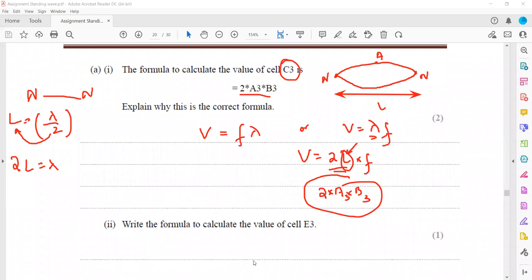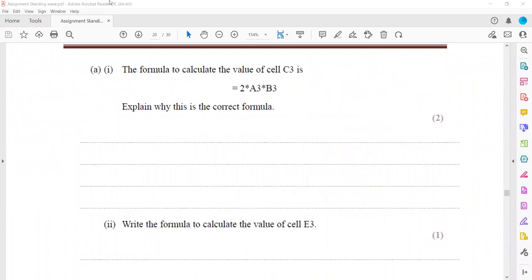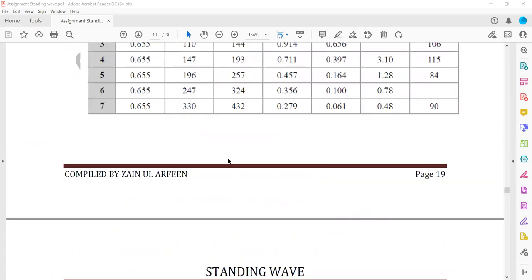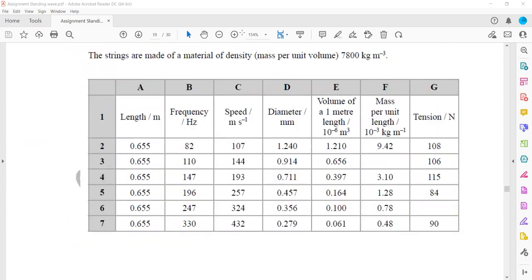Is it clear why this formula is used? Yes, sir. Any doubt? No. Then write the formula to calculate cell E3. So first we'll check what is E3, and then we'll try to figure out the formula.